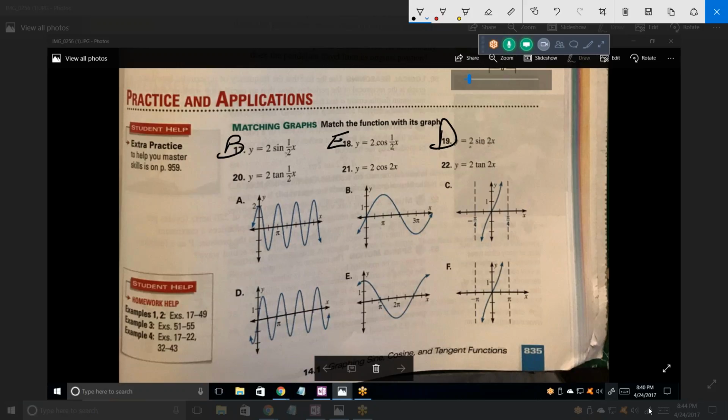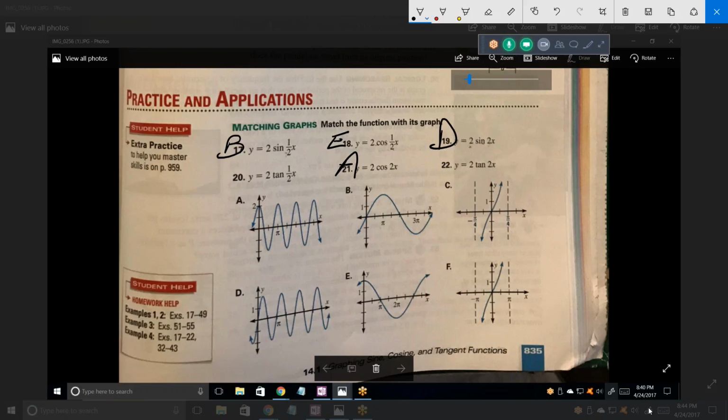Now, let's do 21 next. Just let's get rid of all the sine and cosine curves. What's the period on 21? 21, that's going to be pi again. What curve is a cosine curve with a period of pi? A. Okay, so that's A.